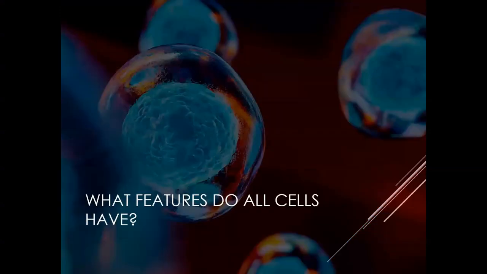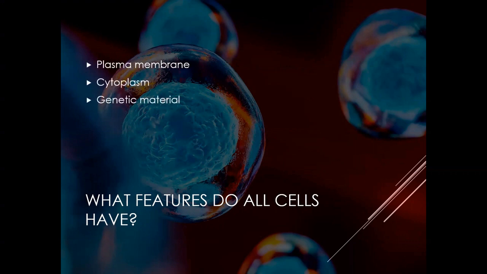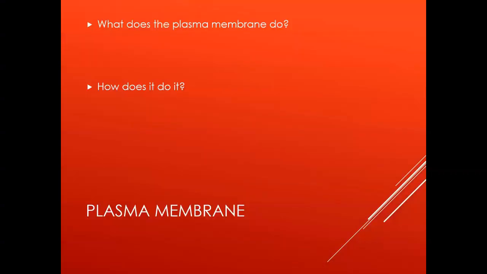So what features do all cells have? They all have a plasma membrane. They all have cytoplasm. They all have genetic material, and they all have ribosomes. So what does a plasma membrane do? It regulates which molecules are allowed to enter and exit the cell.